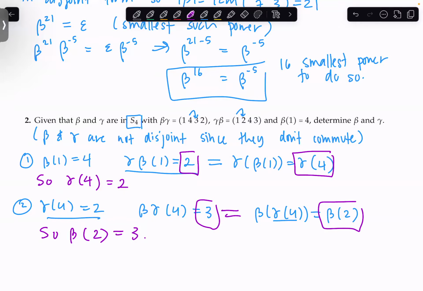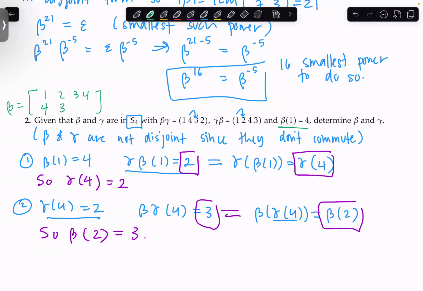So I know what it does to 2 elements. How much is enough for me to know exactly what the permutation is? How many outputs should I know if I'm working inside of S4? Let me think my array notation for my beta. Right now we said 1 gets sent to 4, 2 gets sent to 3. So do I need to figure out both of these separately? Or is it enough for me to just know one more?